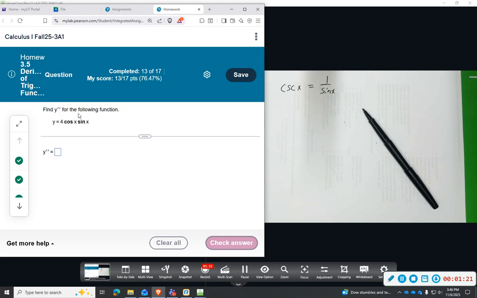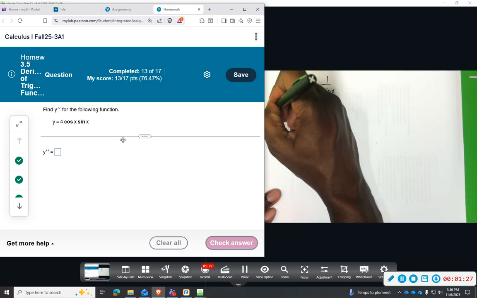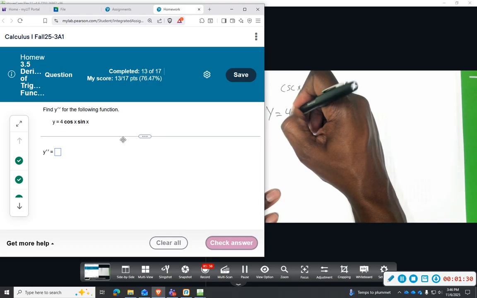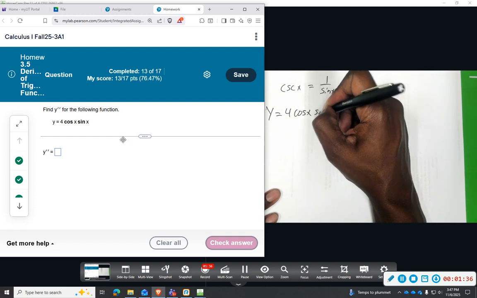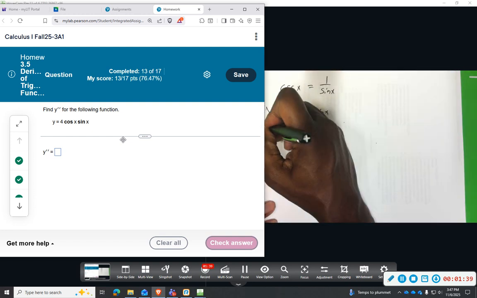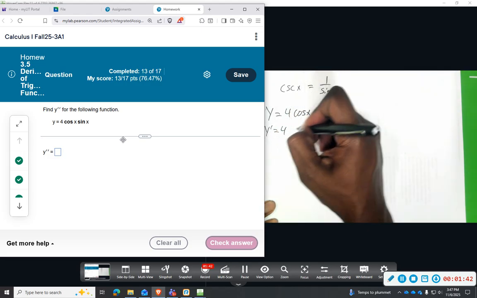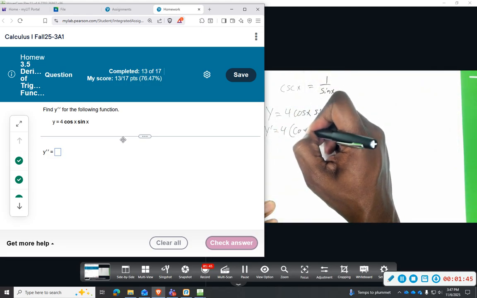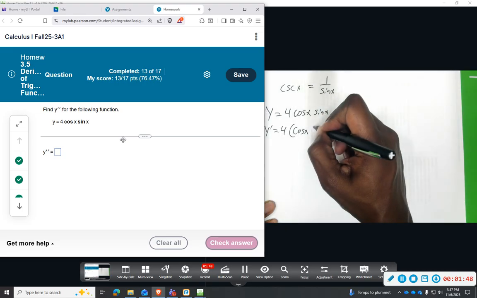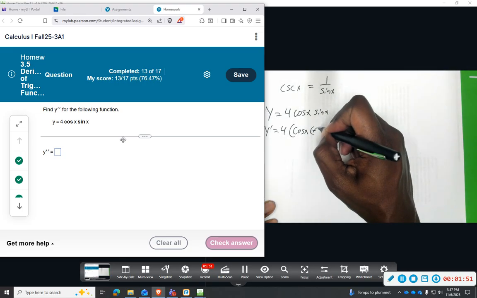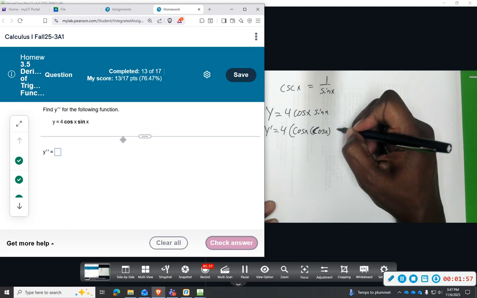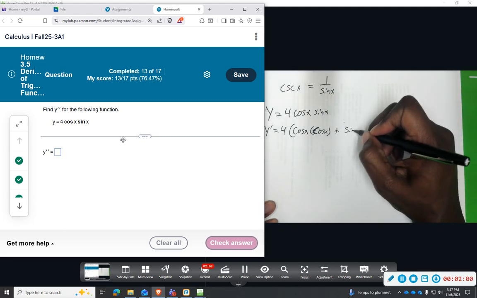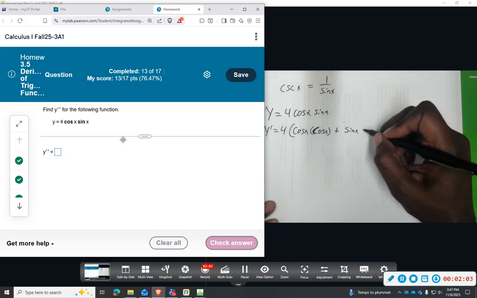This problem wants us to find the second derivative, so the y double prime. So given that y is 4 cosine of x times sine of x, for the first derivative, factor out the constant, first times the derivative of the second, that'll give me a regular cosine, plus the second times the derivative of the first, that's going to give me a negative sign.